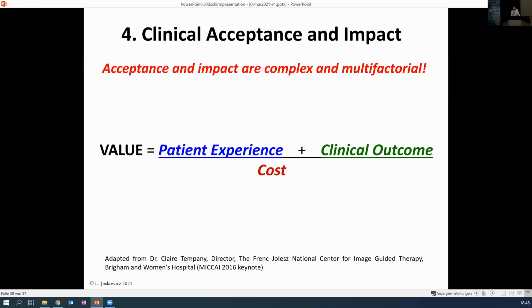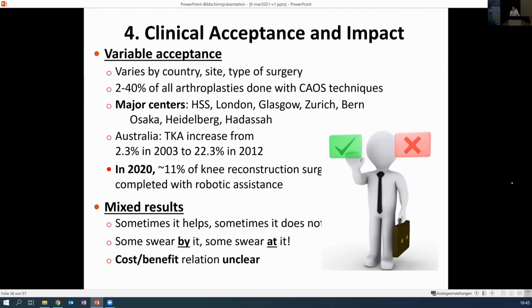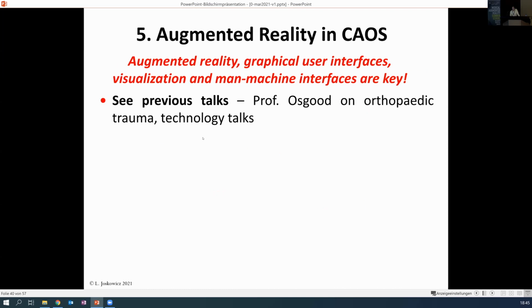Acceptance and impact are complex and multifactorial, so nobody has the crystal ball to know when this is going to become accepted. It has to do with the patient experience and with the clinical outcome. Those things are important, but cost has to be factored in. If the cost is very high, no matter what the patient experience or the clinical outcome is, acceptance is going to be small. If you have a great clinical outcome, but the patient experience is terrible, it's still not going to work. Remember, patient experience is about the functional outcome. After all, it's the patient's leg or the running afterwards.